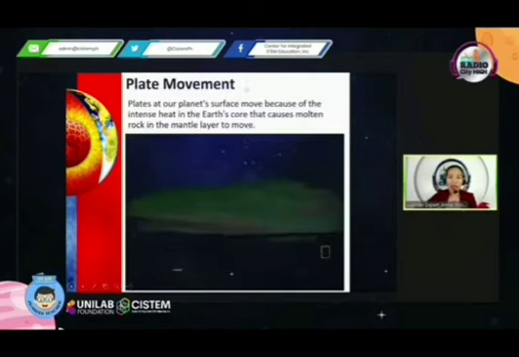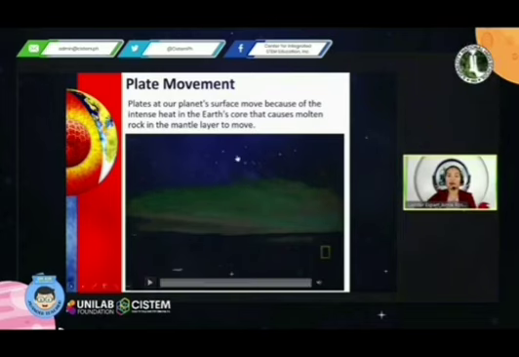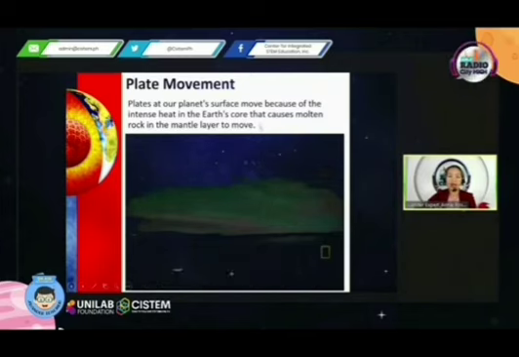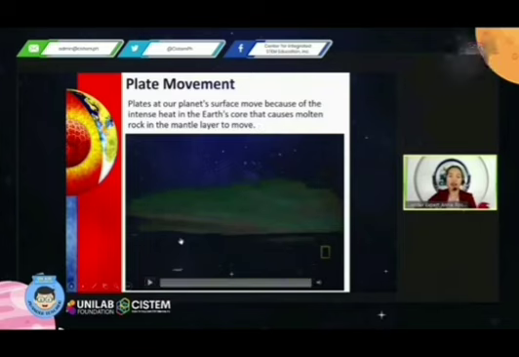All right. Plate movement. Do plates really move? Yes. Plates at our planet's surface move because of the intense heat in the Earth's core. Alam na natin yan na mainit talaga yung Earth's core that causes molten rock in the mantle layer to move. So I have here a video I took from YouTube, and I would like you to take a closer look at it and please observe what happens. All right, there it goes.